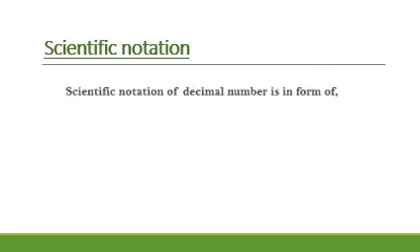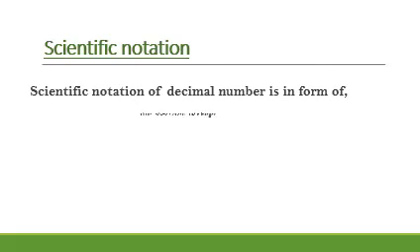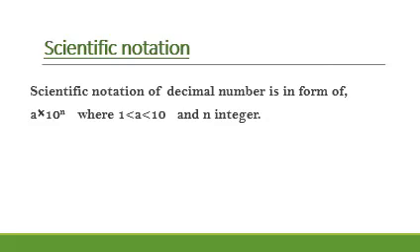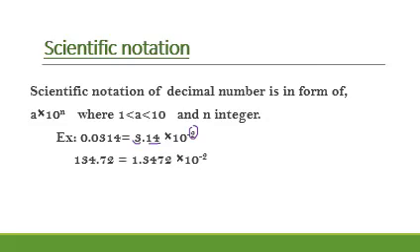Scientific notation. Scientific notation of a decimal number is in the form of a times 10 to the power n, where a is any number between 1 and 10, and n should always be an integer. Example: 0.0314 is written as 3.14 times 10 to the power minus 2. So only one digit before the point, and the power should be an integer. Another example, 134.72 is written as 1.3472 times 10 to the power minus 2.